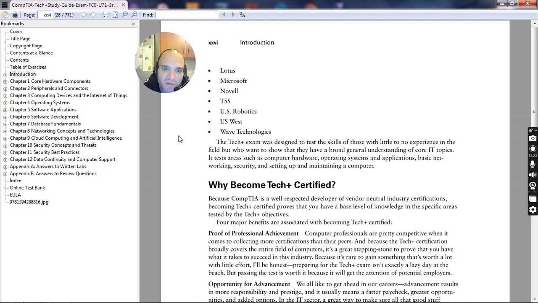The Tech Plus exam was designed to test the skills of those with little to no experience in the field, but who want to show that they have a broad general understanding of core IT topics. It tests areas such as computer hardware, operating systems and applications, basic networking, security, and setting up and maintaining a computer.